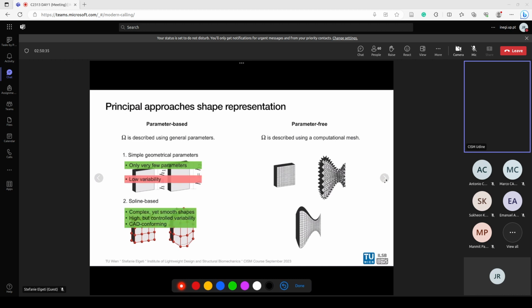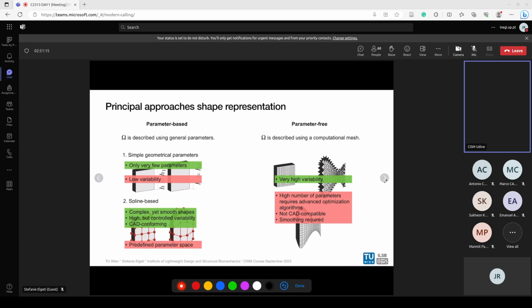So let's go through advantages and disadvantages of the different approaches. Here we only have very few parameters, but also a low variability. With the splines, we can represent complex yet smooth shapes. We have a high but still controlled variability. We are CAD conform. That's very good, because then whatever our optimization result is can be reintroduced into a CAD CAM manufacturing process immediately. But we still have a predefined parameter space. So with the choice of spline, we also make a choice of our admissible set of shapes.